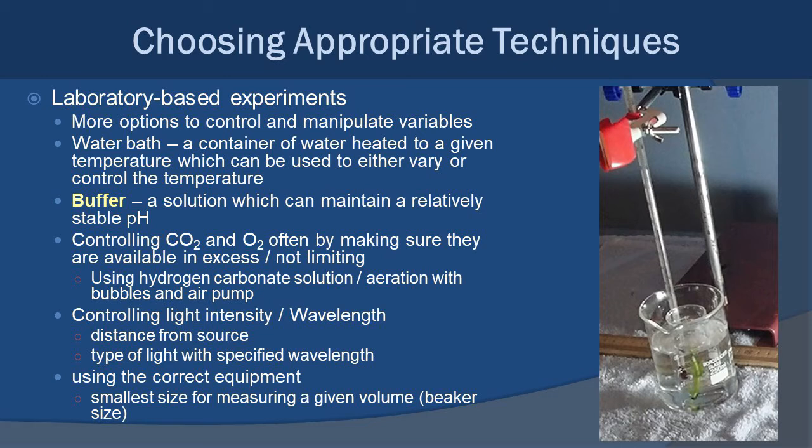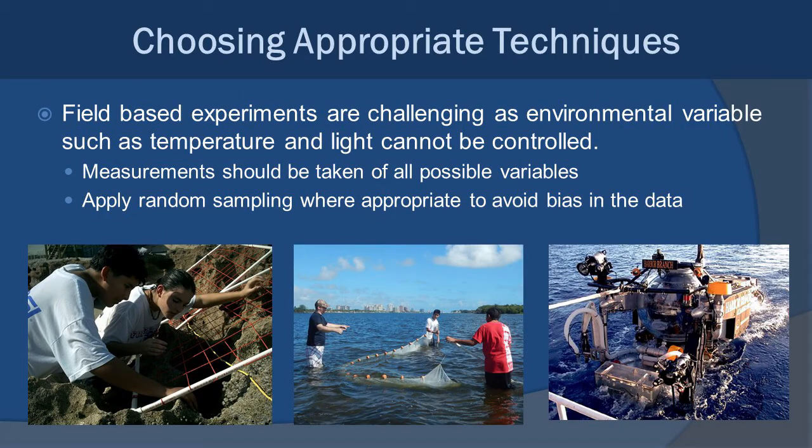You can use the correct equipment, of course. For example, if you are measuring something that's a very small volume, you want to use the smallest volumetric beaker or even a graduated cylinder to measure it more accurately than something very large for a small volume. So you have to pick the right equipment for the right application.